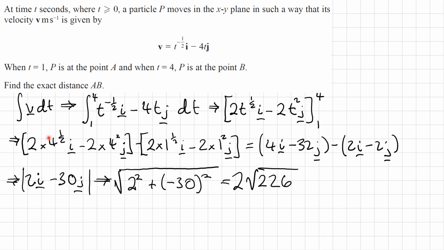Now the question says the exact distance, so I don't round this to any decimal places or use the SD button. I'll leave it exactly as it is. So 2 root 226 or equivalent meters is the distance that it's travelled between time equals 1 and time equals 4.